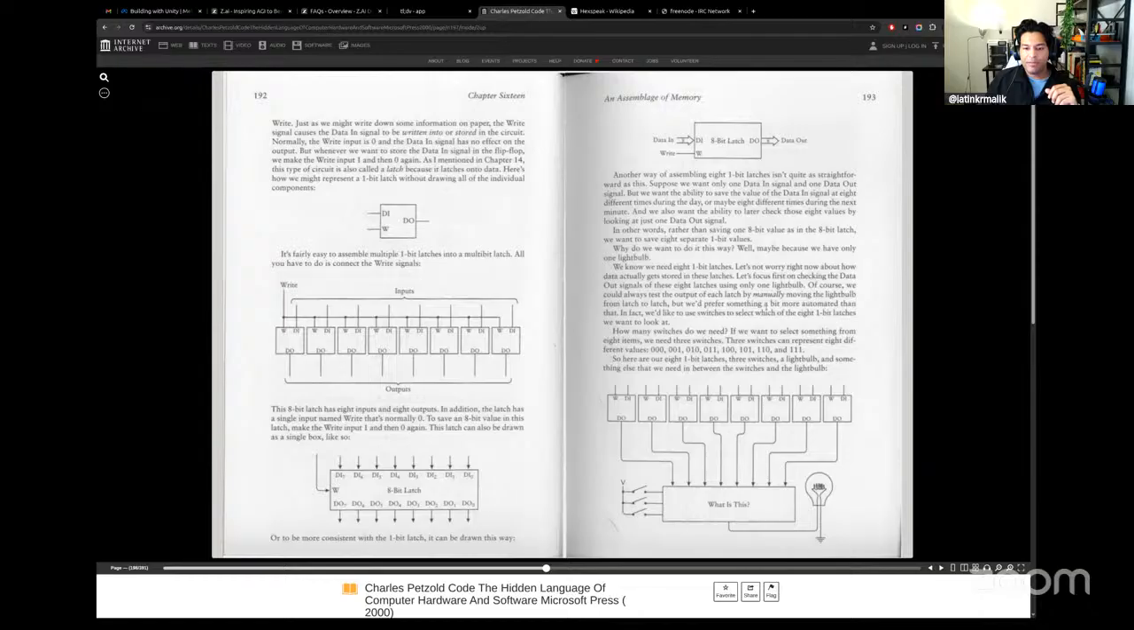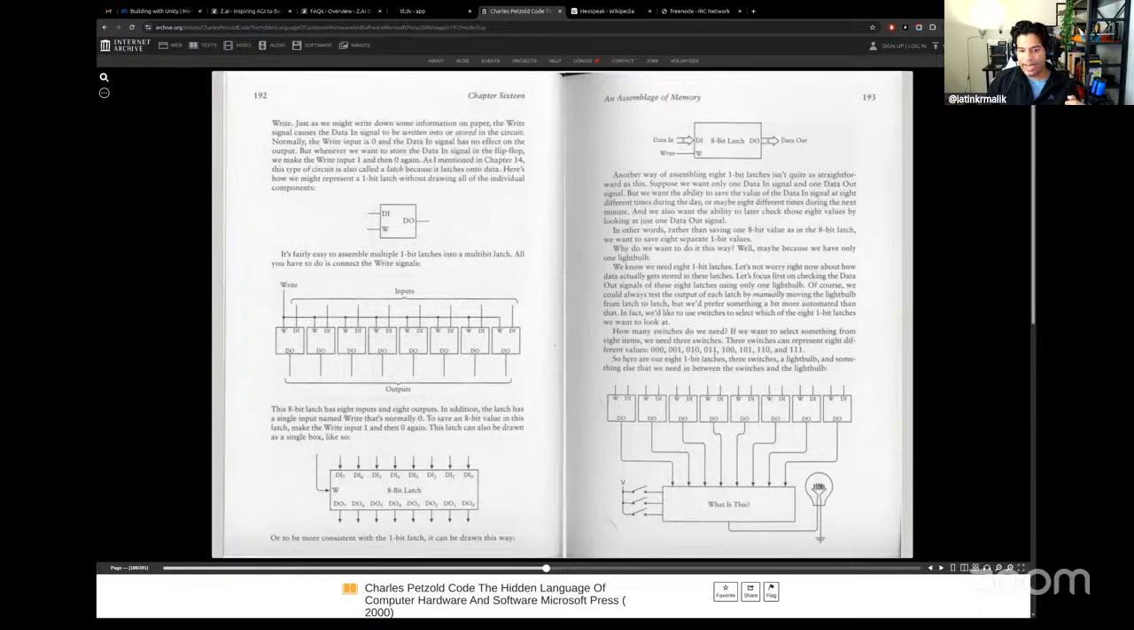But we would prefer something that is a bit more automated than that. In fact, we would like to use switches to select which of the 8 1-bit latches we want to look at. So how many switches do we need in that case? If we want to select something from 8 items, we need 3 switches, because 2 raised to the power 3 is 8. You think of this as a binary number, so you can have these 8 cases: 000, 001, and so on, up to 111.